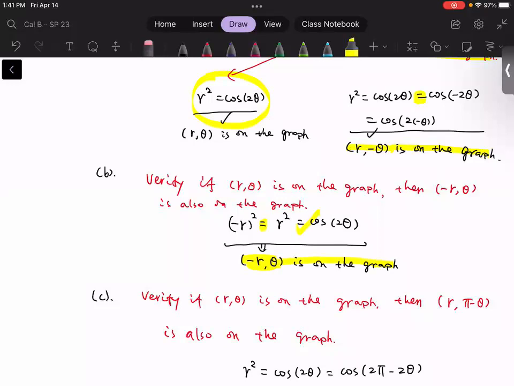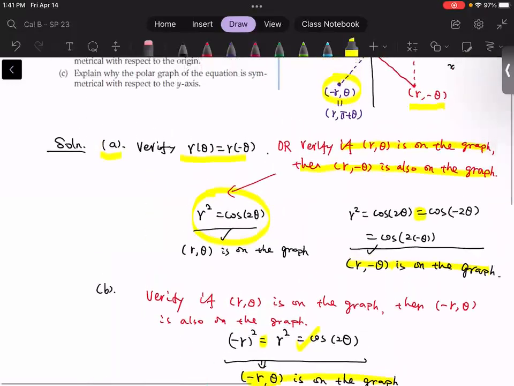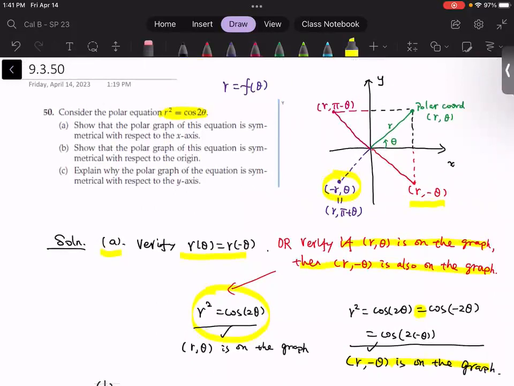For part C, we can argue in different ways. For example, from parts A and B, we already know the symmetry with respect to the x-axis and then the origin. So it looks like we have the symmetry in this direction, and also the symmetry in this direction. Then automatically it will guarantee the symmetry in the y direction. We can break this into a two-step procedure. For example, first obtain a symmetric point with respect to the origin, and then take the symmetric point with respect to the x-axis, and then we can obtain that point. So this is one way.